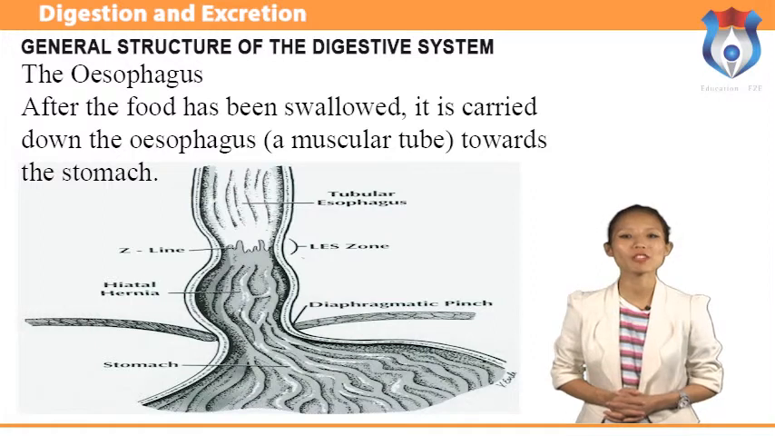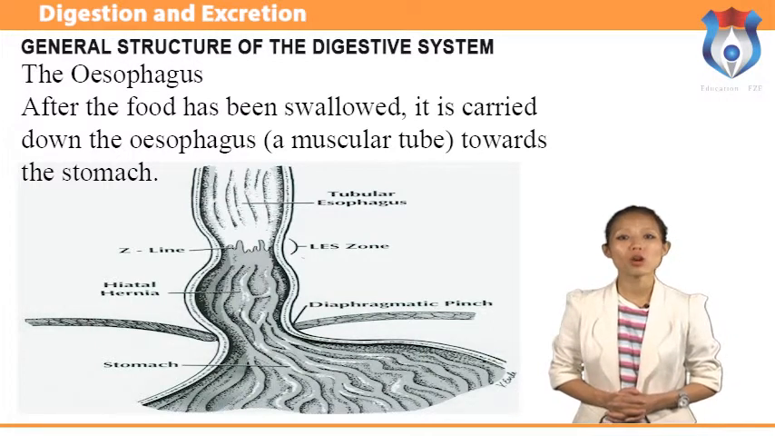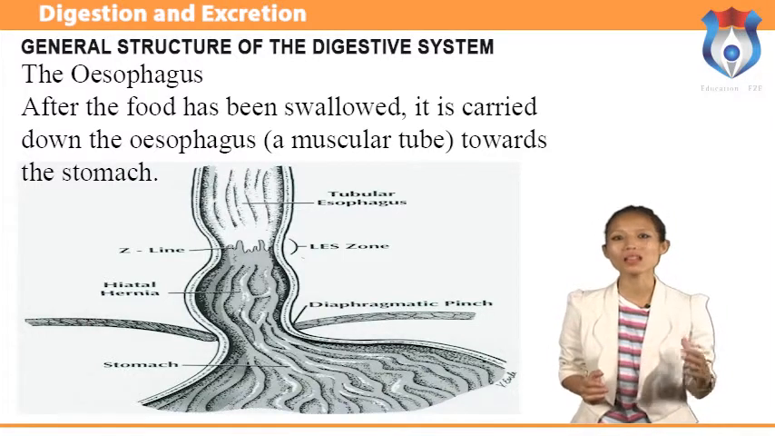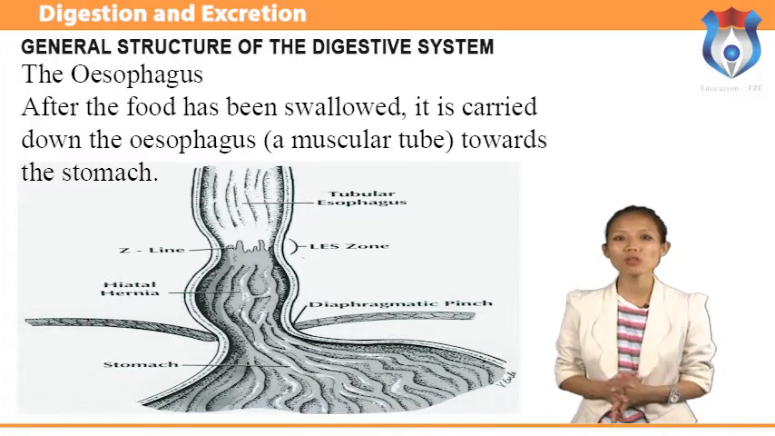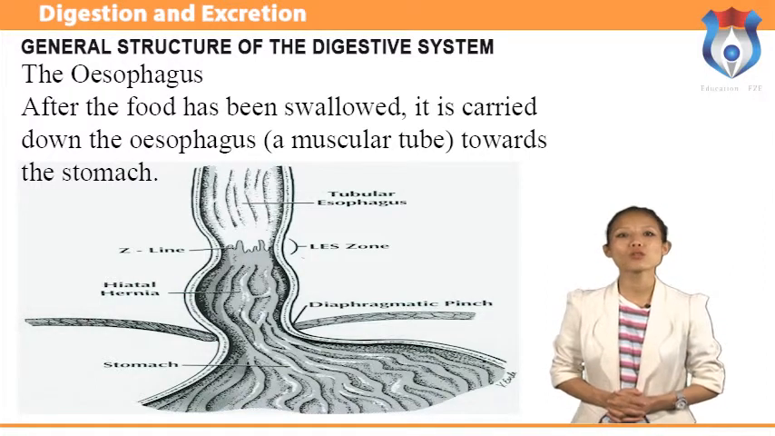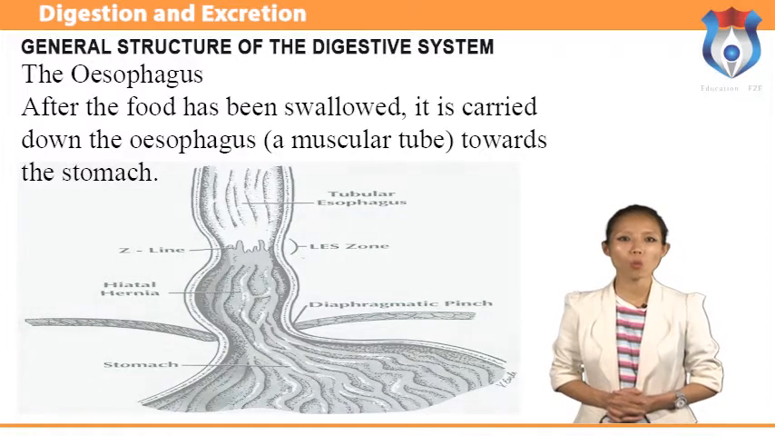After the food has been swallowed, it is carried down the esophagus, a muscular tube, towards the stomach. The esophagus can contract and relax in order to propel the food onwards, and each mouthful of food takes about 6 seconds to reach the stomach once swallowed.